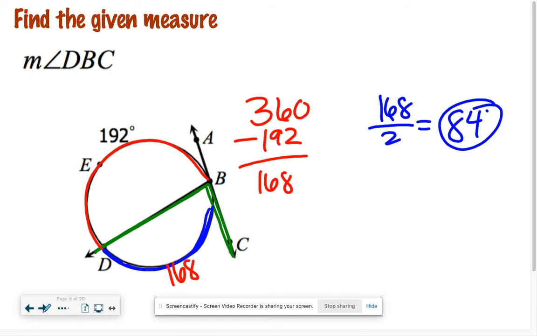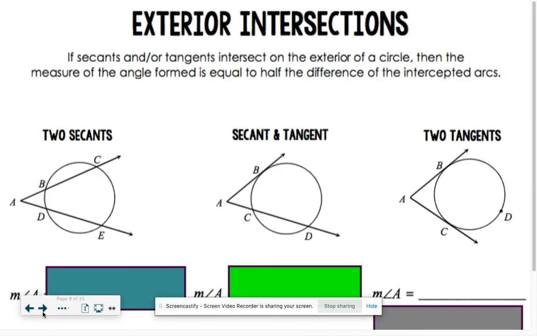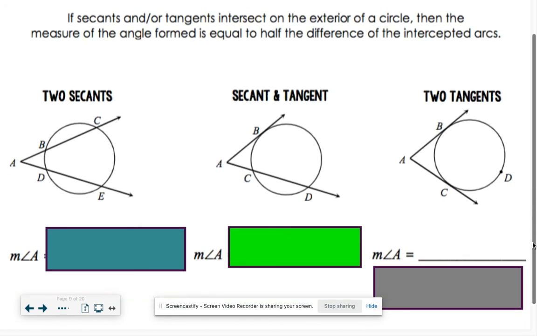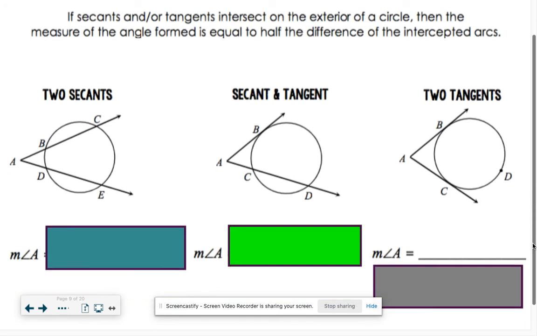Okay, let's go to the back of our notes because now we have some examples when we have some exterior intersections. So now we'll have our secants and tangents intersecting outside on the exterior of our circle. We have a few different scenarios when this happens, but what you need to remember is the measure of the angle formed is equal to half the difference of your intercepted arcs.